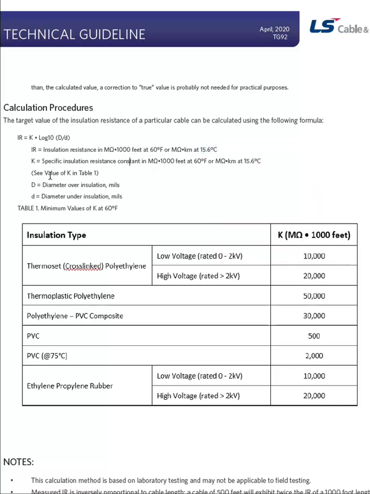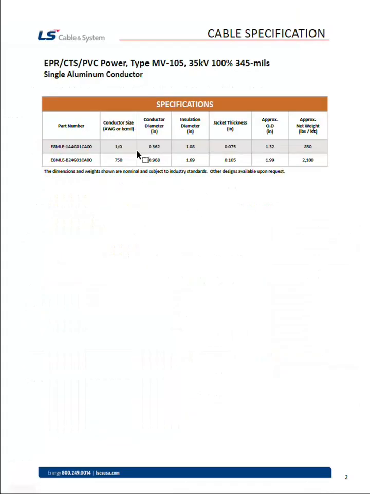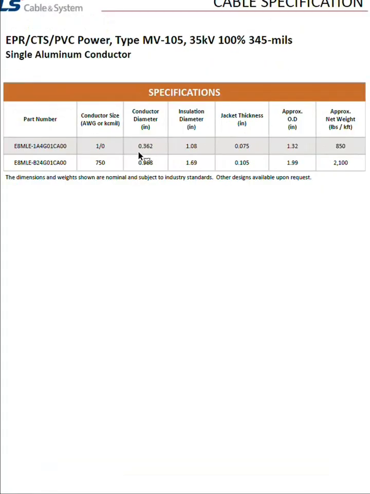So K is going to be some kind of offset factor depending on what type of cable you have. And then you have your inside and outside diameters. Everything else, log is a function like sine. Okay, so let's go to the other sheet. We have right here our inside and outside cable diameter.